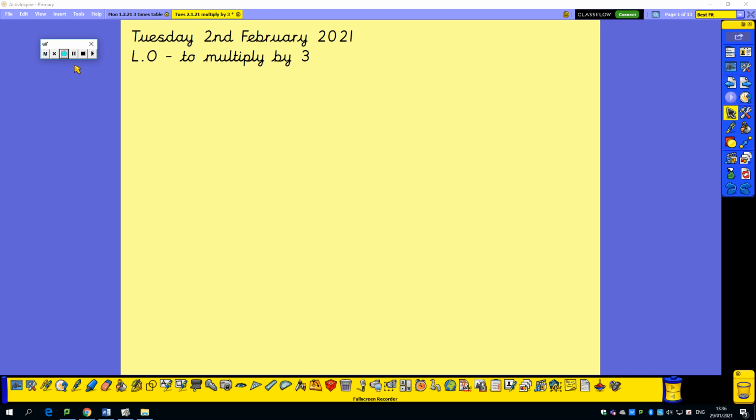Hiya Year 3 and welcome to another maths lesson. Yesterday we spent time becoming really fluent and confident with our 3 times table, and today we're going to be using that because our learning objective is to multiply by 3.